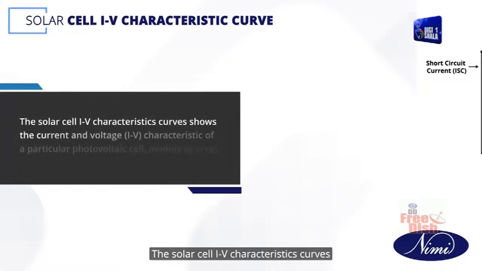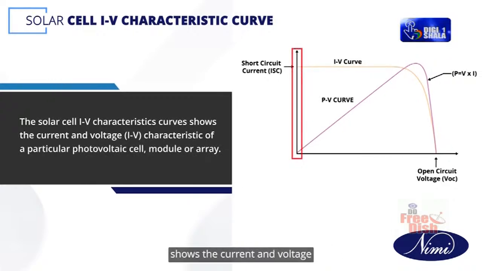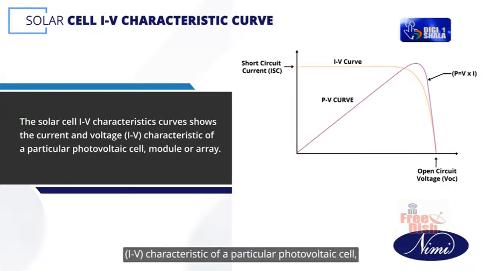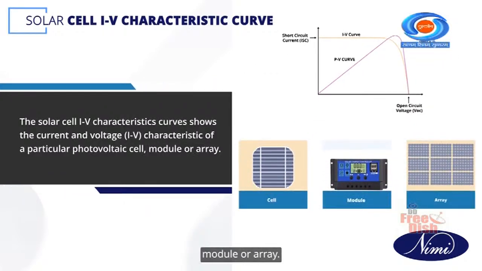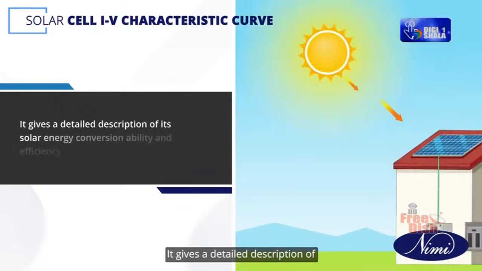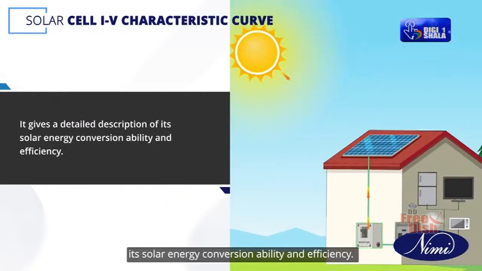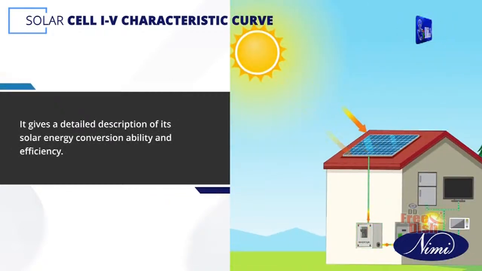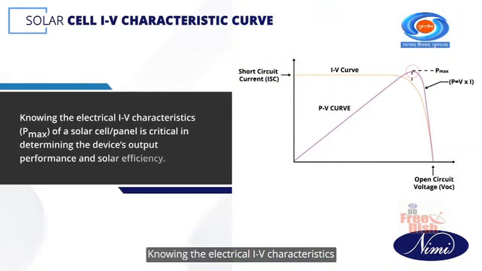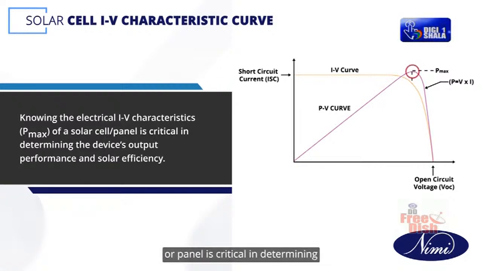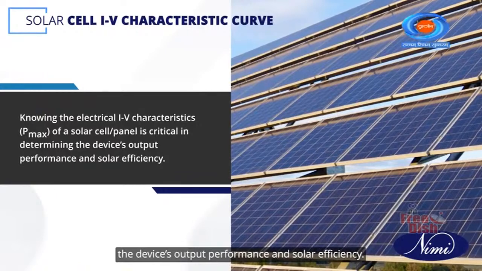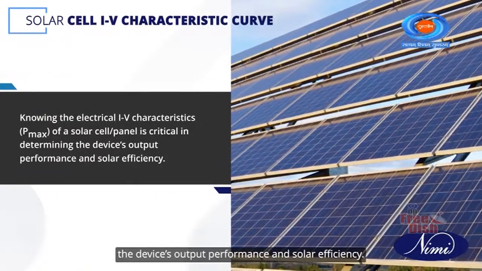The solar cell IV characteristics curve shows the current and voltage characteristics of a particular photovoltaic cell, module or array. It gives a detailed description of its solar energy conversion ability and efficiency. Knowing the electrical IV characteristics, more importantly Pmax of a solar cell or panel, is critical in determining the device's output performance and solar efficiency.